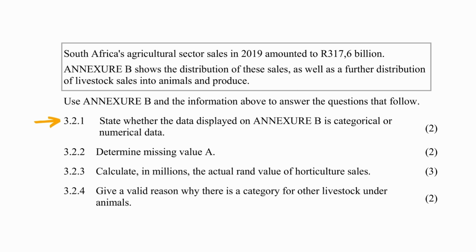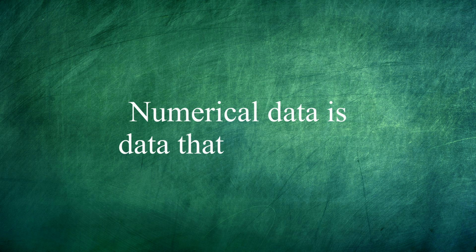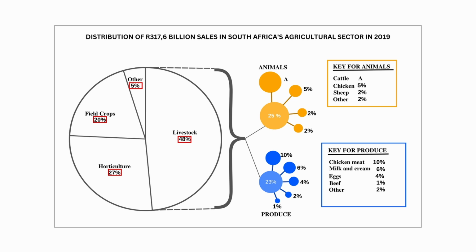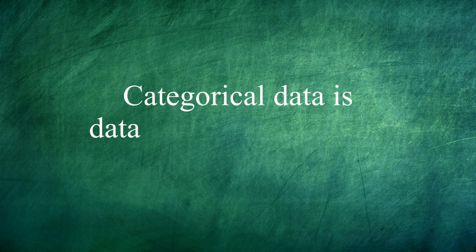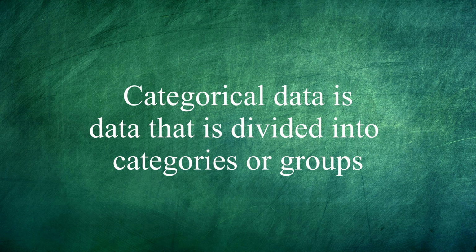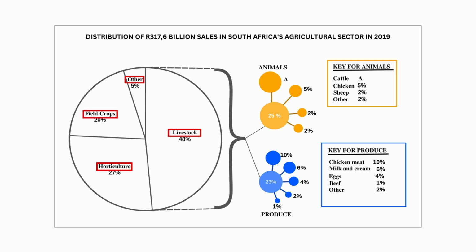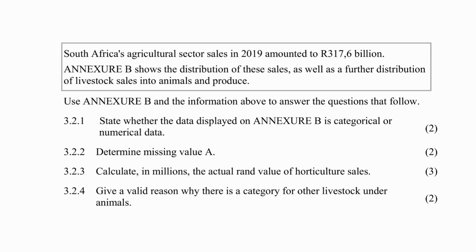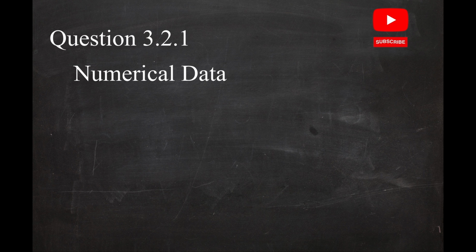In question 3.1, you have to state whether the data displayed on the pie chart is categorical or numerical data. Numerical data is data that is counted, like the percentages shown in the pie chart. Categorical data is data that is divided into categories or groups, like the types of agricultural activities we see in the pie chart. For example, the livestock, horticulture, crops and other are all categorical data. Since you have to make a decision based on the data displayed here and not the type of agricultural activities, you have to say that the data displayed here is numerical data.